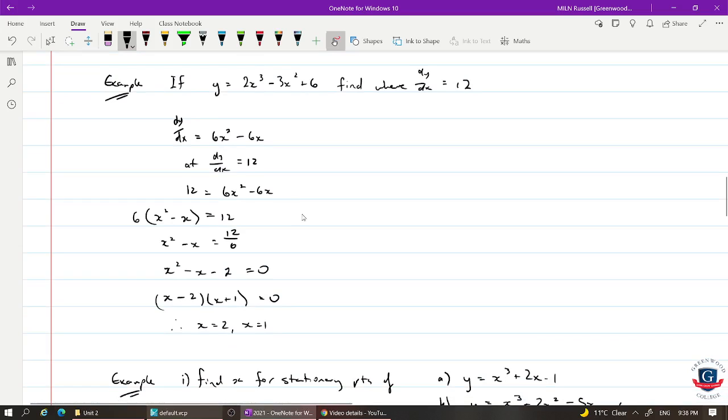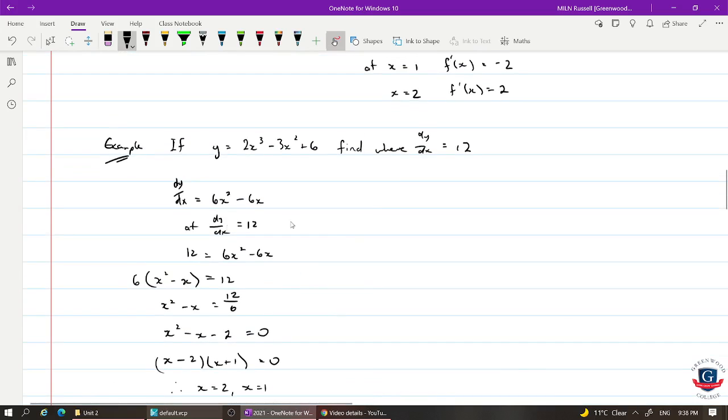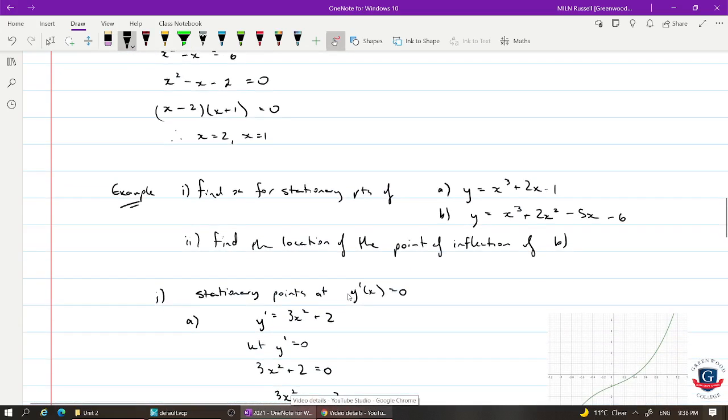Alright, back to this question. So we know the gradient's 12, so 12 equals 6x squared take 6x, the rest of the equation. All I've done is put 12 where dy/dx is. Rearranged it, factorized it, simplified it, solved it, got x equals 2, x equals 1. Now I probably should have found y for each of these, but I didn't bother. You should do it though.